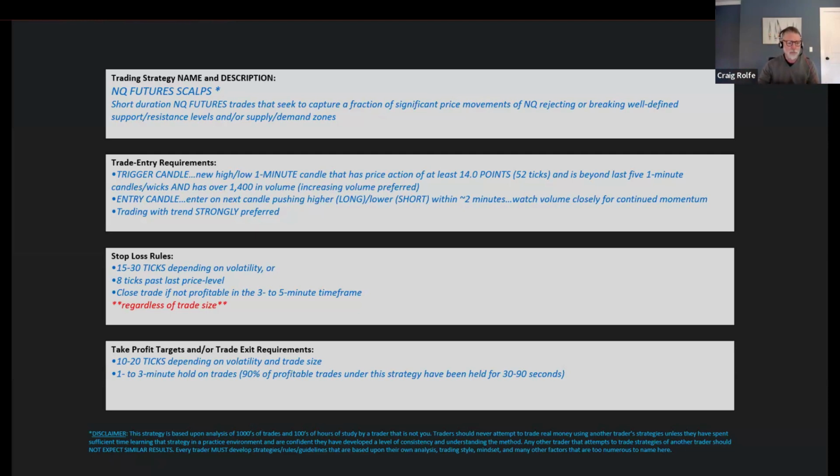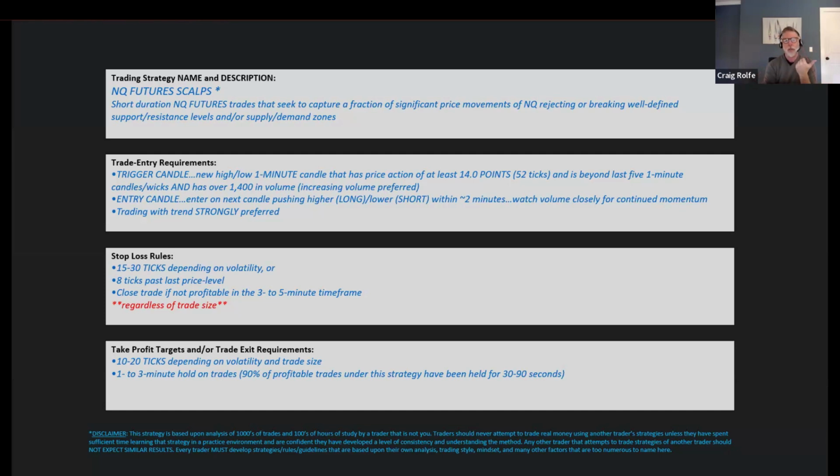Take profit targets and trade exit requirements, right? I'm looking for 10 to 20 ticks. This is a really telling point here when I talk about knowing your strategy. Every month, without fail, I download the hundreds and hundreds of trades that I've taken, and I do analysis on them.